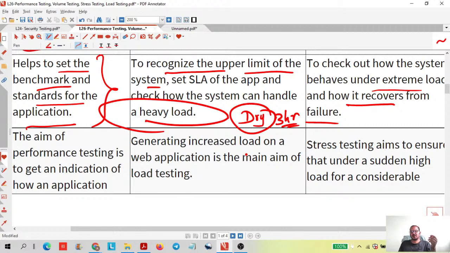Recovery from the failure is very important. That is stress testing, which they will analyze: even if there is any failure, how you are recovering.